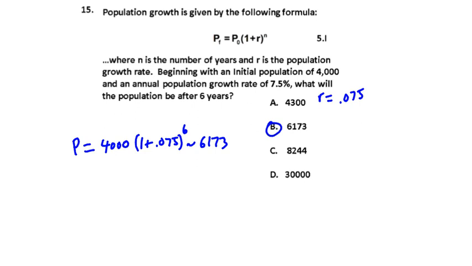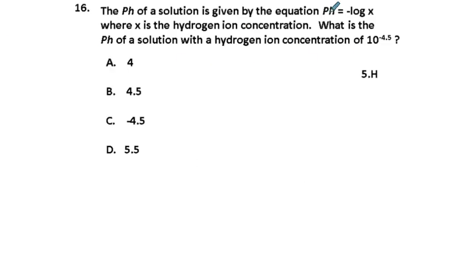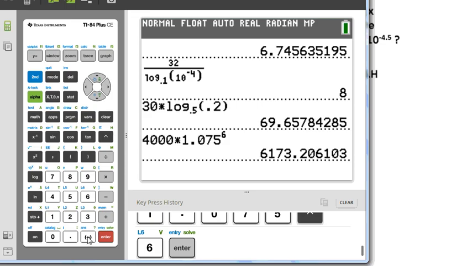Okay, next, number 16, the pH of a solution is given by pH is negative log x, where x is the concentration of 10 to the negative 4.5. So our pH, according to the formula, must be negative log of 10 to negative 4.5. If you just put this in a calculator, you can actually see the logs cancel out with negative 4.5. But just to put it in the calculator, put a negative log.